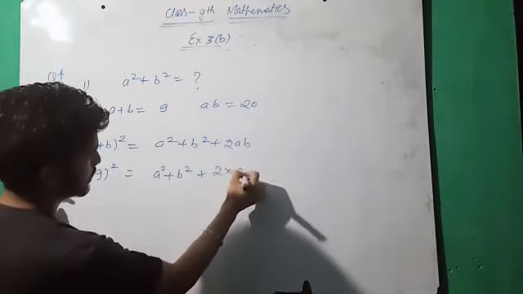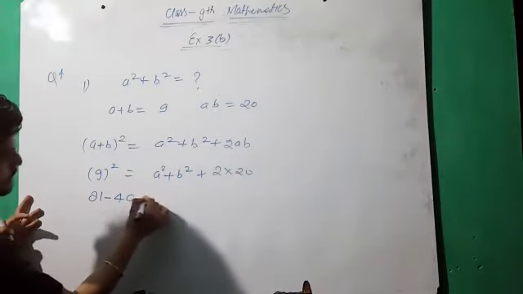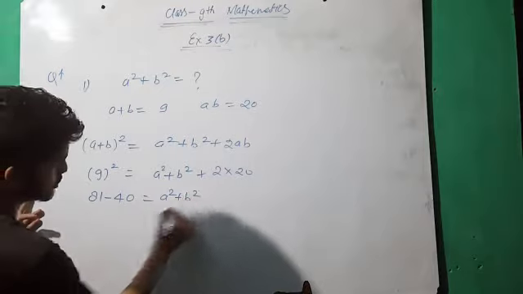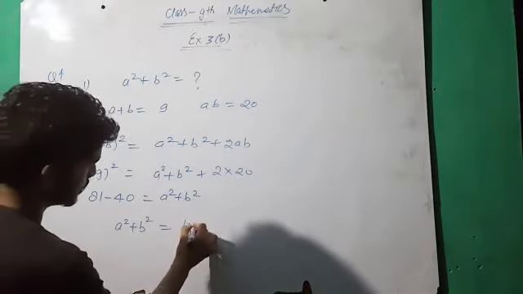ab is given as 20. 20 into 2 is 40. 9 into 9 is 81. 81 minus 40, that is a square plus b square. So value of a square plus b square is 81 minus 40, that is 41.